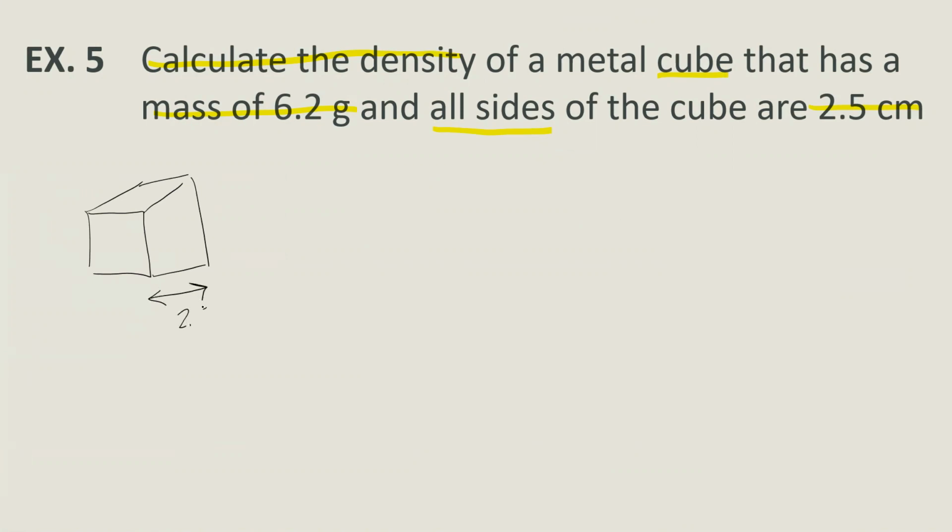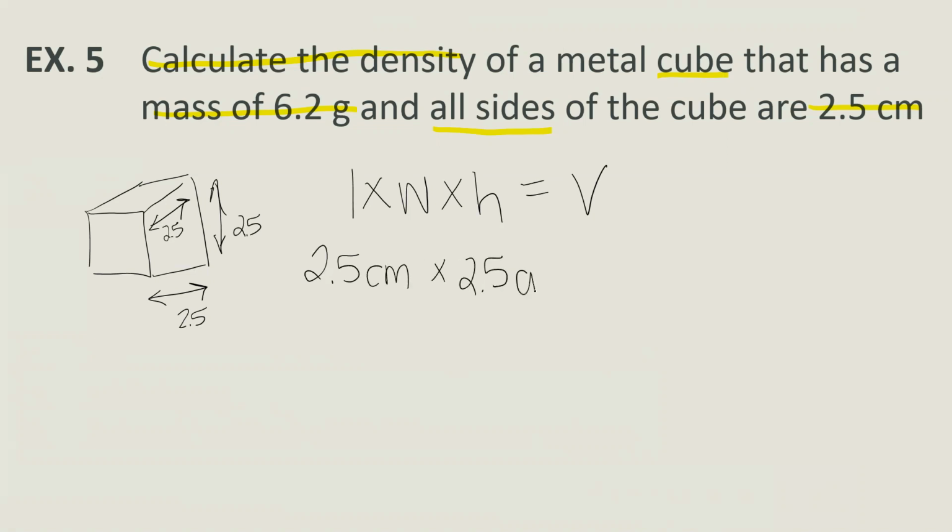So 2.5 this way, 2.5 centimeters that way, and I'm going to try to draw it this way, 2.5 centimeters that way. So we're doing length times width times height to find the volume of the cube. So 2.5 for my length times 2.5 centimeters for my width times 2.5 centimeters for my height. And that gives me 15.63 centimeters cubed, because I took centimeter times centimeter times centimeter 3 times. Okay, so that is my volume.